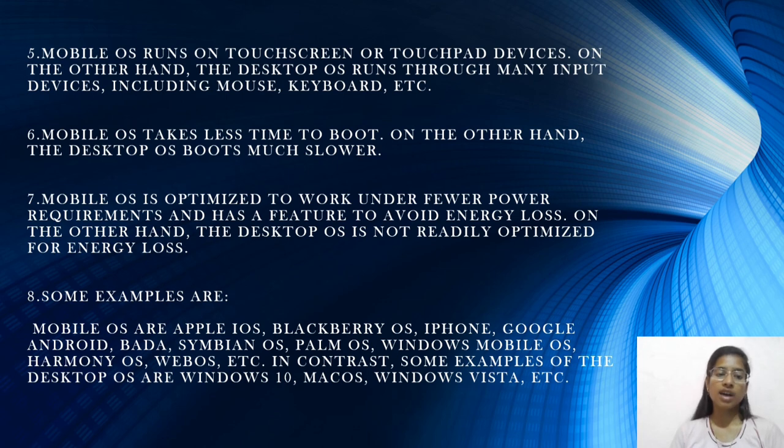Some examples of mobile operating systems are Apple iOS, BlackBerry operating system, iPhone, Google Android, BADA, Symbian operating system, Palm operating system, Windows mobile operating system, Harmony operating system, Web operating system, etc. Whereas few examples of desktop operating systems are Windows 10, Mac OS, Windows Vista, etc.